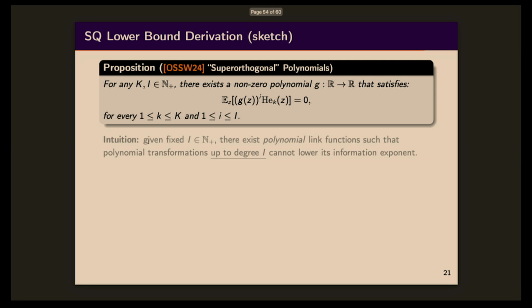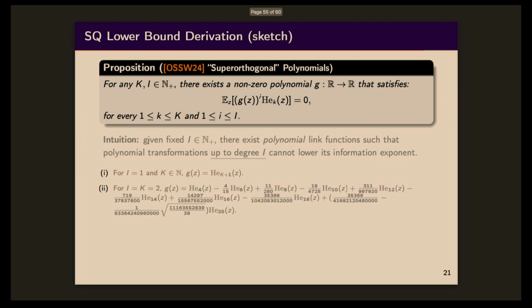Here, this is the converse. This is saying that if you tell me in advance what polynomial transformation you use, say, polynomial transformations up to degree I to try to lower the information exponent, then I can find some weird link function g such that all these polynomial transformations up to degree I fail. If you take I to be 2, there exists a link function such that squaring it does not lower the information exponent. These polynomial link functions we can construct explicitly, but they look rather ugly.